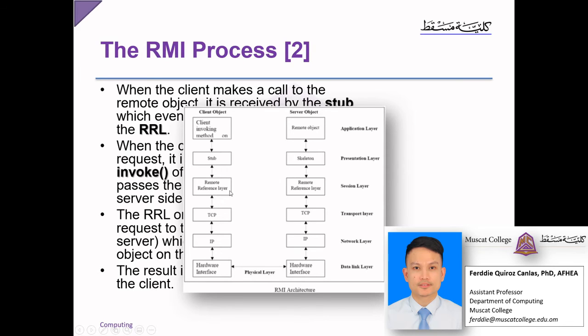So if you look at the representation in the OSI layers, it is like this. The application layer is the client, maybe a Java code that you write, and then the presentation layer is the stub and the skeleton. The session layer will be the RRL, then the transport layer will be the TCP, the network layer will be the IP, then the data link layer will be the hardware interface, which is your NIC.